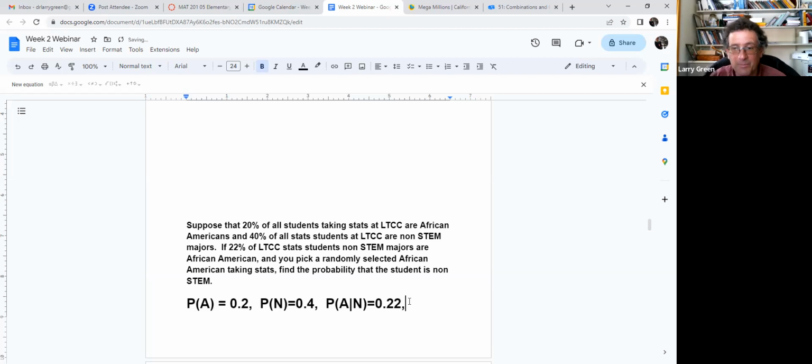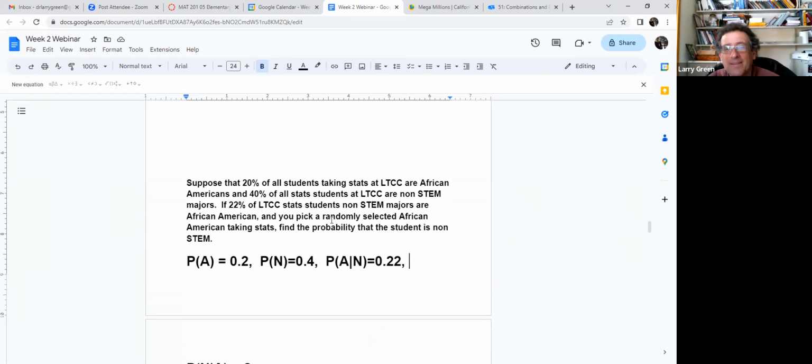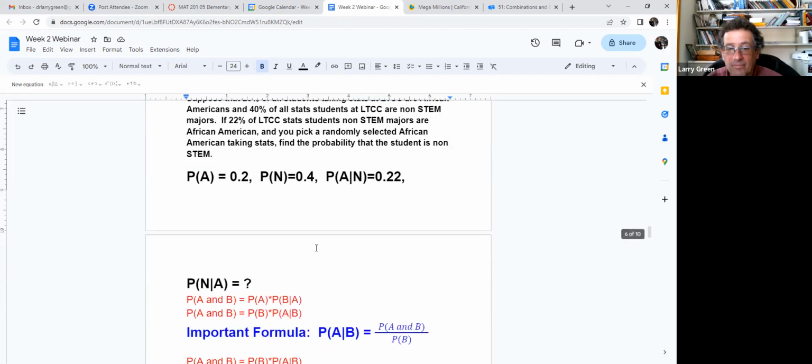Okay, so I want to find the probability the student is non-STEM. Okay, sorry, if you pick a randomly selected African American taking stats, find the probability the student's non-STEM. So I want to find out the student is non-STEM if I know the student is African American. So I can write that as P of N given A equals, that's what I don't know, so I put a parenthesis. Any questions so far?